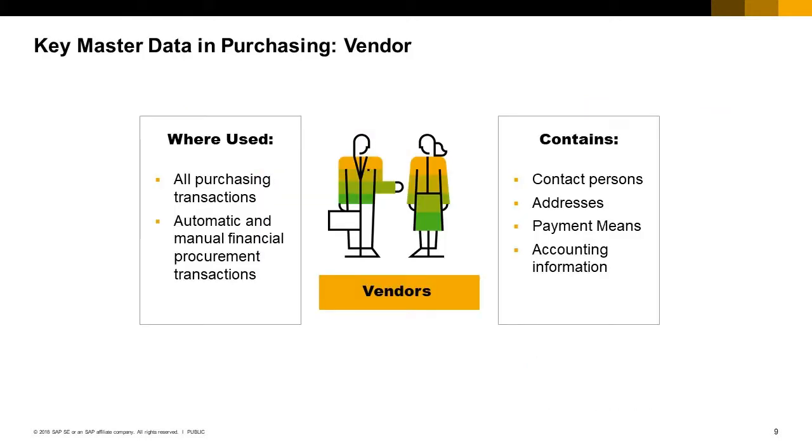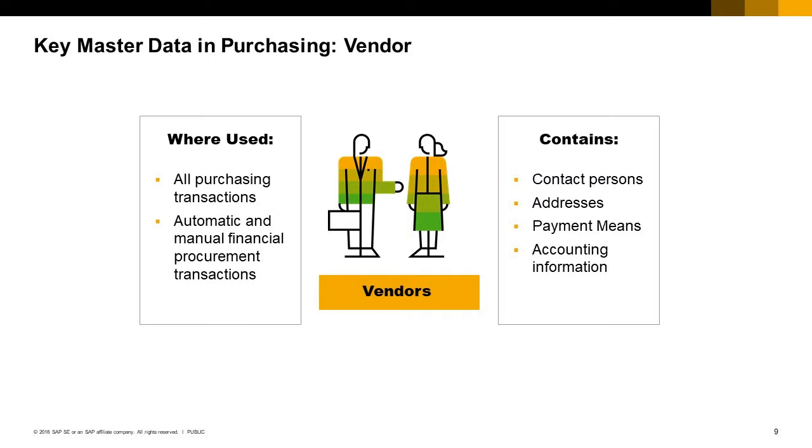Now let us look at key master data information needed for the purchase order. The first required piece of master data is the vendor. The vendor is one of the three types of business partner master data maintained in SAP Business One. Vendor data identifies who is supplying the goods and services. You use vendor master records in all purchasing transactions. The vendor is also used in automatic and manual financial procurement transactions.